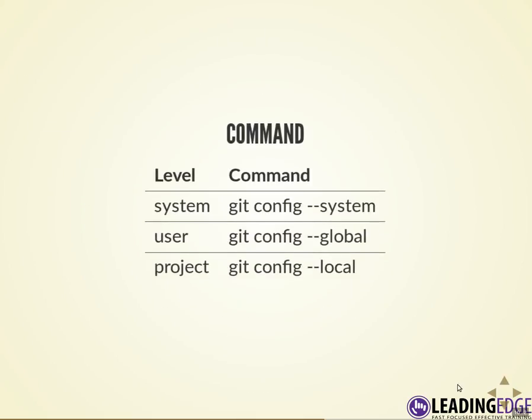Now the command that we use to configure Git from the command line is git config. And then we have three different levels that we want to use: the system level, the user level, and then the project level.